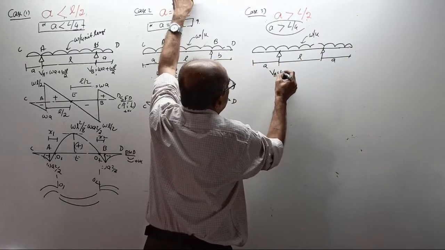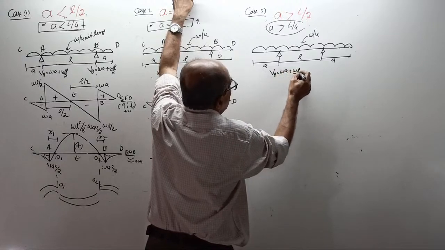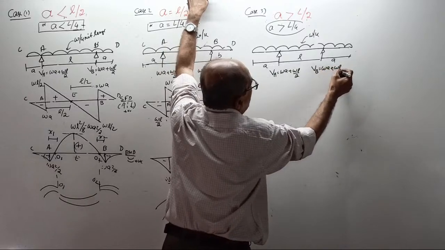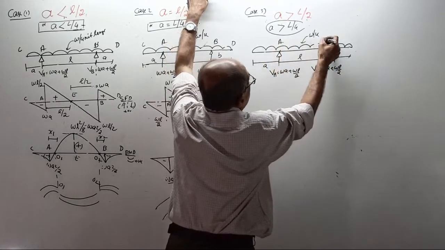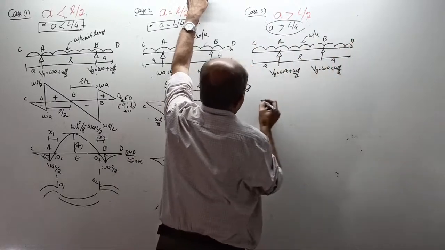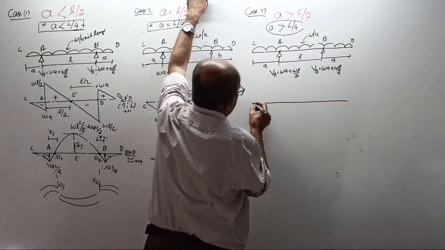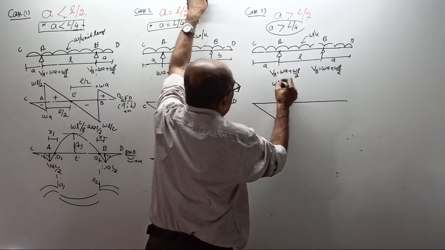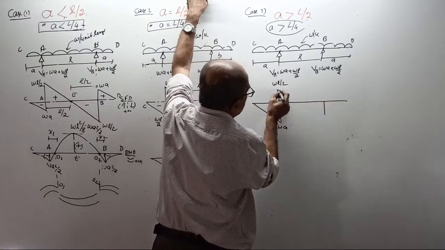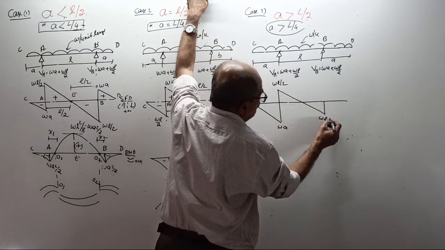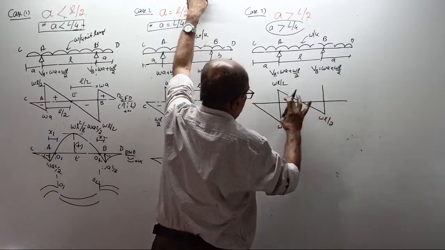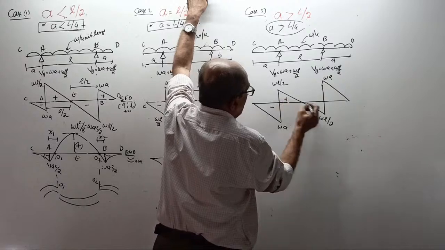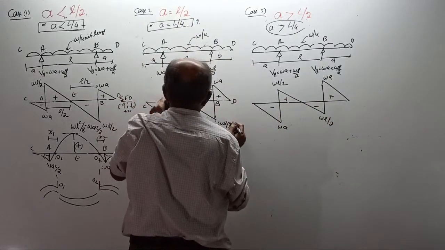Reaction VA equal to WA plus WL by 2. Reaction VB equal to also WA plus WL by 2. A here, B here, C here, D here. Shearing force diagram will be down by WA, up by lesser. This all I told yesterday. WL by 2, then goes to WA here, and back to 0. Negative, positive, negative, positive. By chance if any mistake, it would be minus, plus, minus, plus.